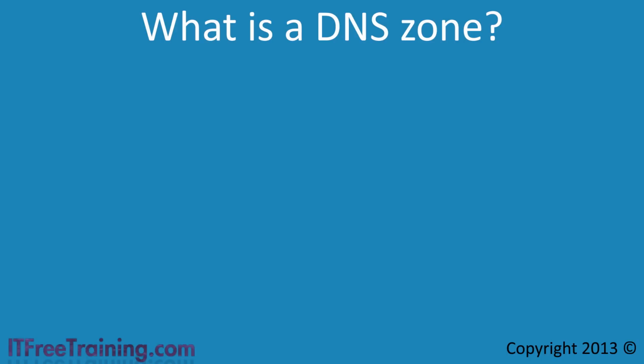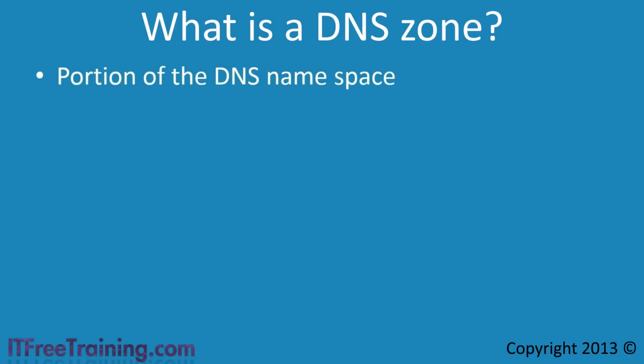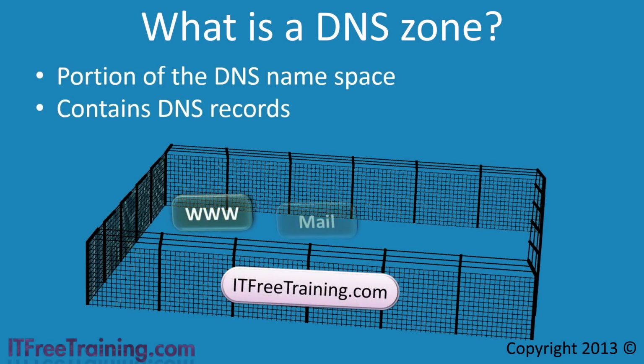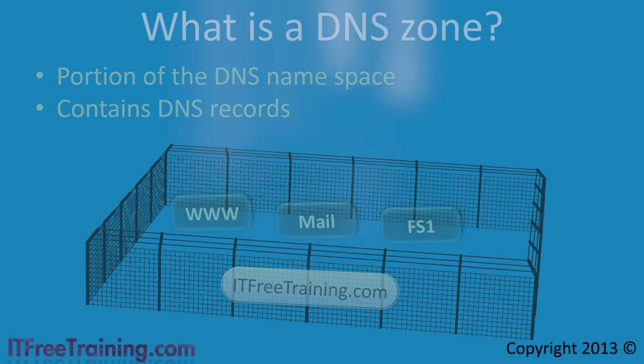A DNS zone is a portion of the DNS namespace. By using zones, this allows the DNS namespace to be divided up for administrative reasons. A DNS zone contains DNS records. Depending on which type of DNS zone is created, this will determine the kinds of DNS records that can be stored in that zone, and also if the records can be modified. DNS zones allow the DNS namespace to be divided up for administration and redundancy.